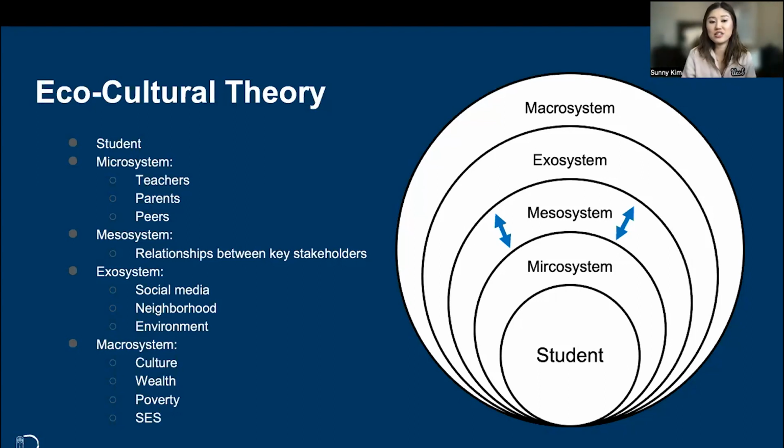The mesosystem is kind of like a transitional system, but the mesosystem is all about relationships. While it doesn't have a direct impact on the student's development, the individuals within the microsystem and the relationships that those individuals have with each other fall within that mesosystem. So the mesosystem is really looking at the relationship between key stakeholders for that student.